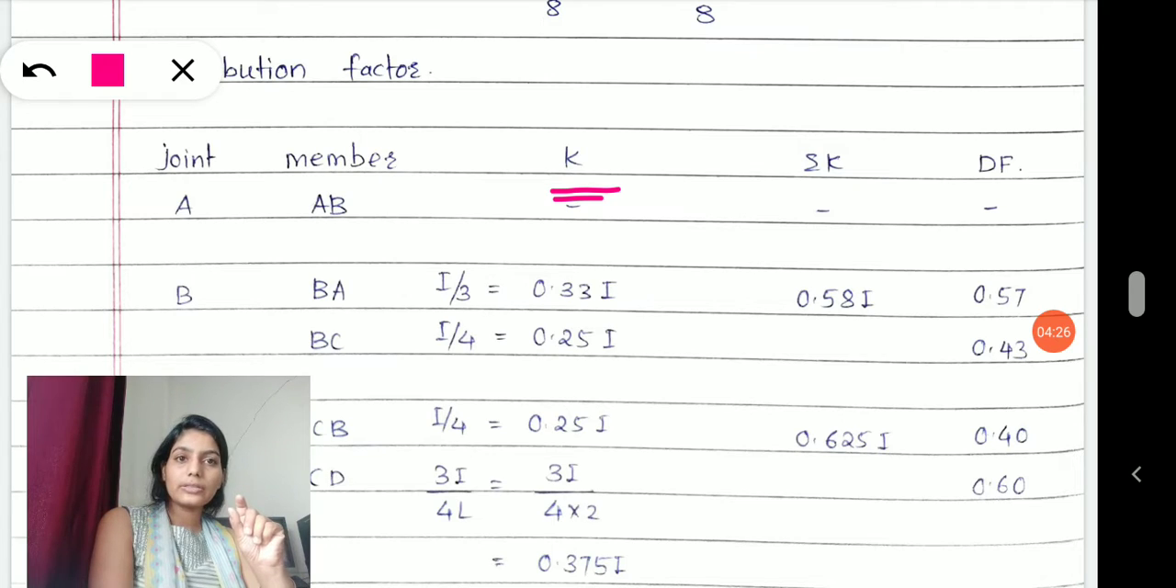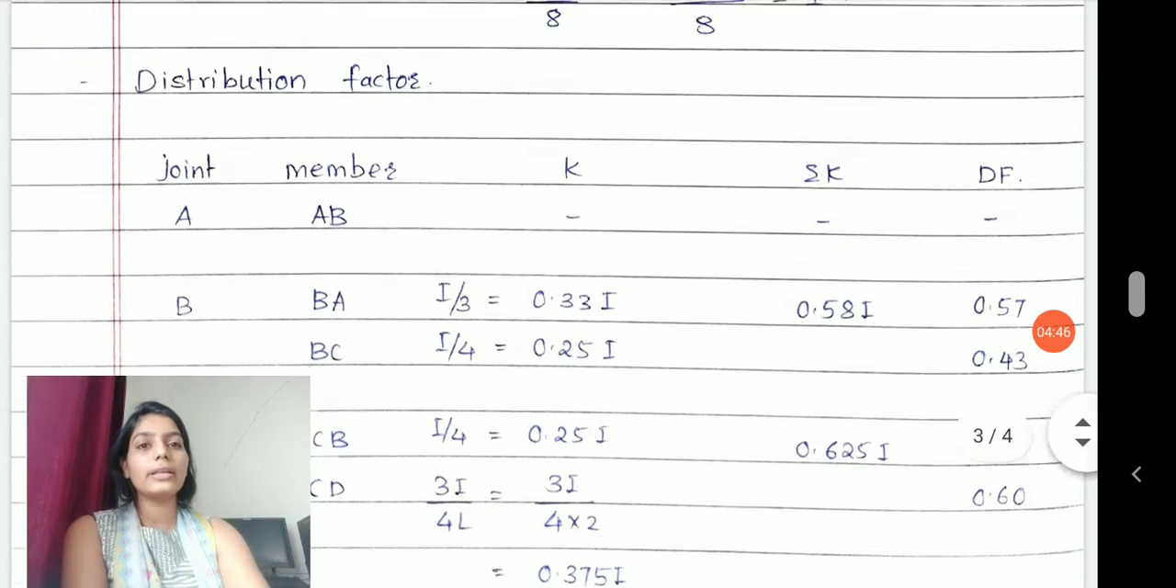How to take a stiffness coefficient? If the far end or intermediate end is a fixed end, your value will be I by L. But if the far end or intermediate end is a hinged support, then it will be 3I by 4L. Okay, so look here.